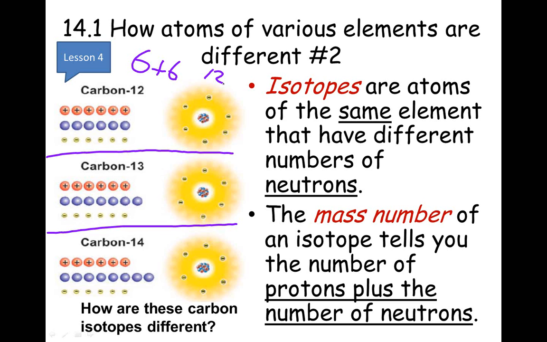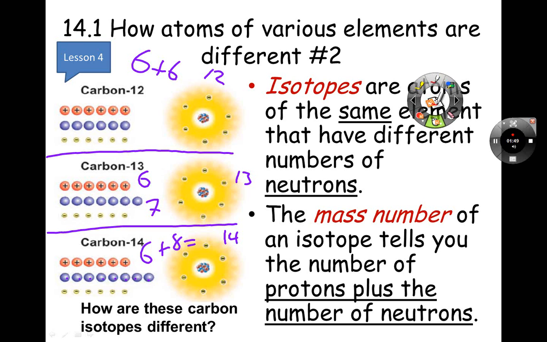And the next one, in order to be carbon, it's got to have at least 6 protons. This one is going to have 7 neutrons. That combination gives you 13. In the next one, the 6 protons plus 8 neutrons, so 6, 7, 8, 9, 10, 11, 12, 13, 14, gives you carbon 14. That's how you find those.